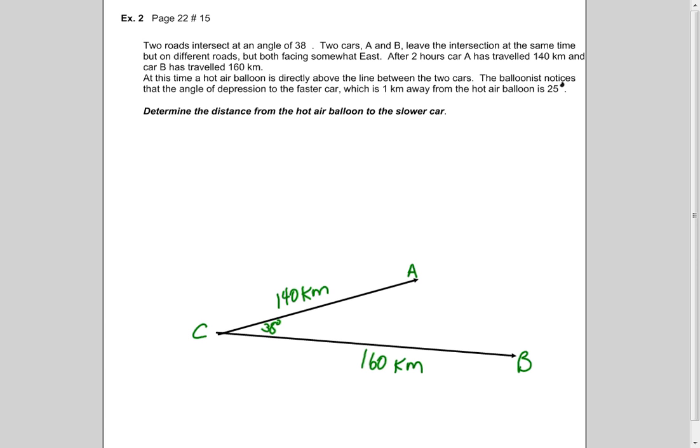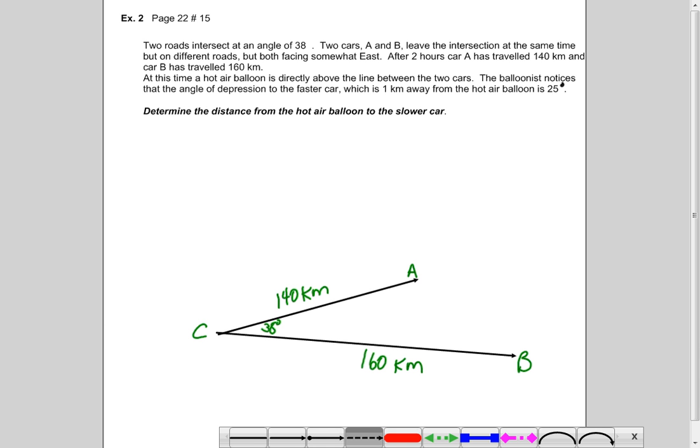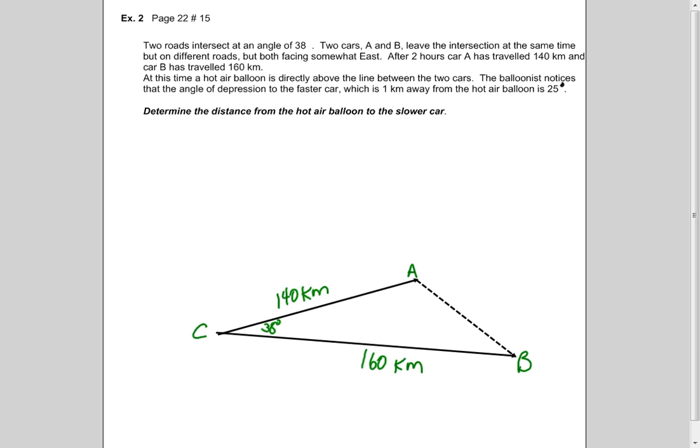So everything green for grass is on the horizontal plane. At this time, a hot air balloon is directly above the line between the two cars. So the line between the two cars, let's do it dotted. And our balloonist is above that line. So we've got to draw a balloon up above, way up in the air here. Okay, whatever. So he's up above the line in between them.